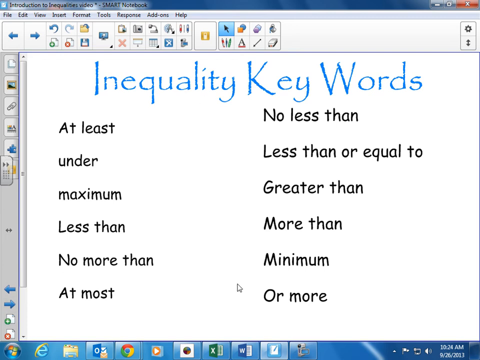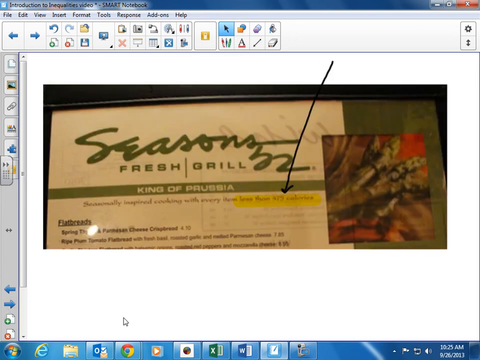You're going to want to reference this slide right here so you can write all these keywords down and know what you're going to be looking for. But here are some examples that I found out in my life. Seasons 52 is a really delicious restaurant that I love, and one reason is that everything on their menu is less than 475 calories. So that keyword, less than, is on their menu. I know that's going to be an inequality.